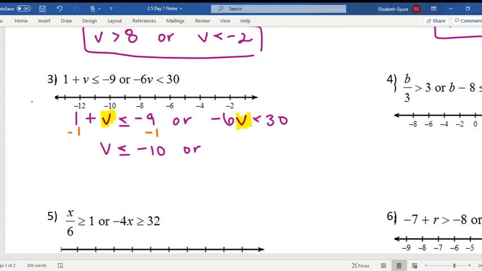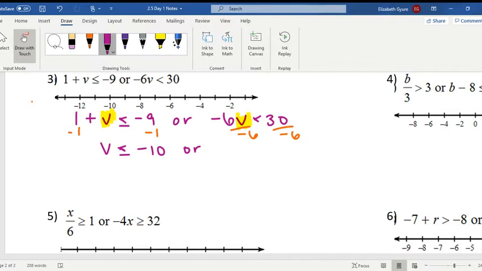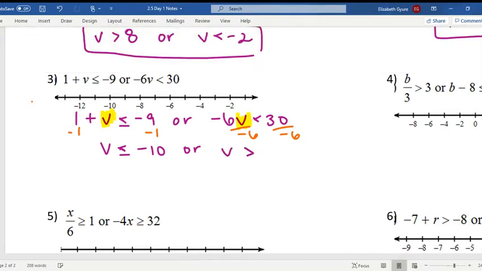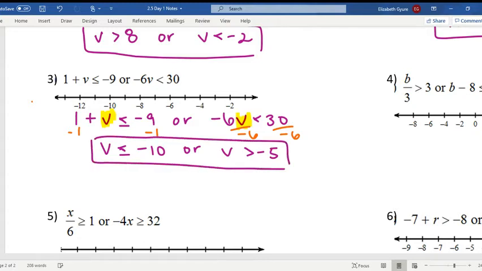Divide. Good. Yeah, we are going to divide by -6. Ladies and gentlemen, I'm dividing by a -6. What must I do? Switch your sign. So this one is going to become v is greater than, and what is 30 divided by -6? -5. So we have v is less than or equal to -10, or v is greater than -5.